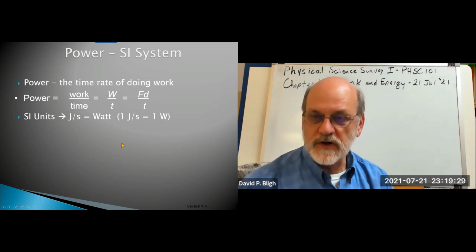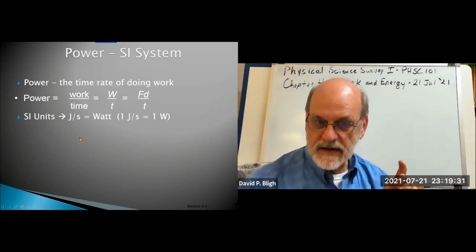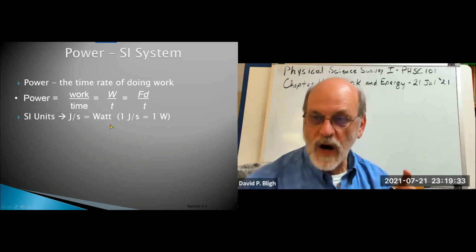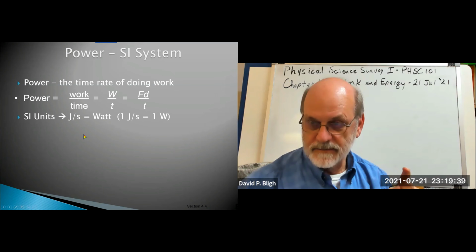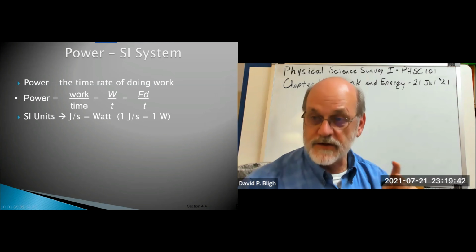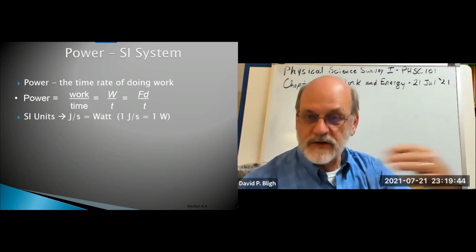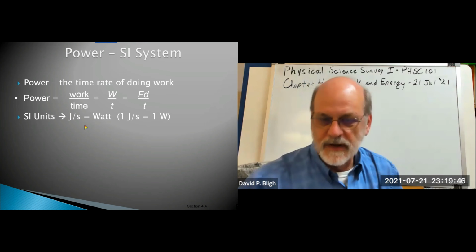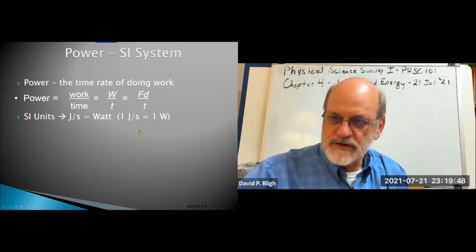The standard unit of power in the international system is the watt. It's joules for work divided by the standard second time. Okay, this is a derived unit. It's derived from derived units. The watt is 1 joule per second.